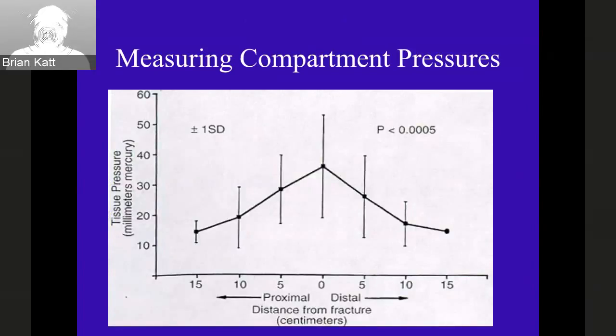So here it is in terms of where the tissue pressure is, right at the level of the fracture site, and you can see this bell-type curve where the highest one is almost 40, and then within 5, you're still at a range which is somewhat worrisome.